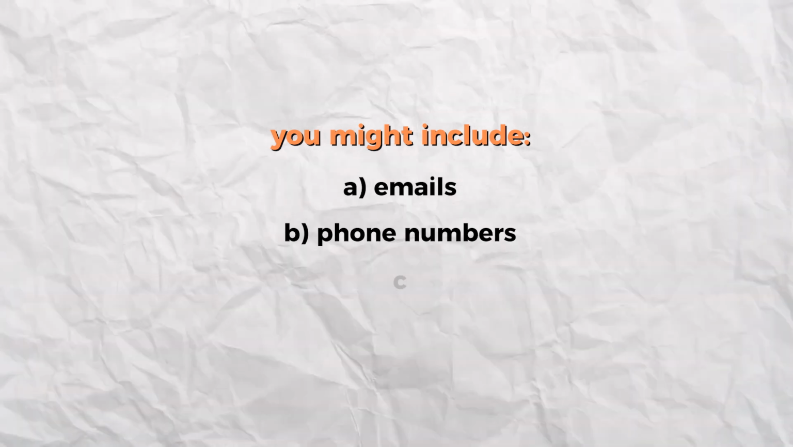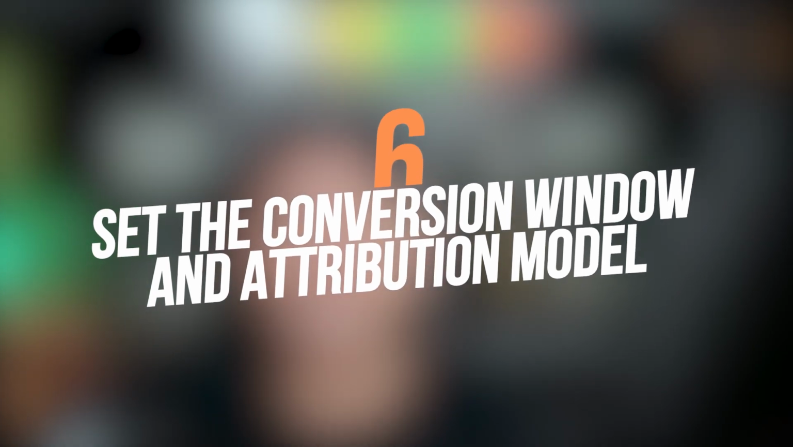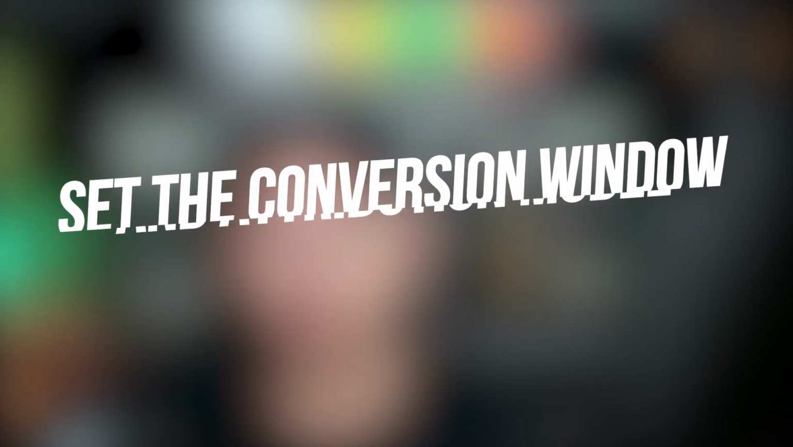For example, you might include emails, phone numbers, or online purchases that then go back to Google to improve their bidding strategy. You can do this by going ahead and toggling on, turn on enhanced conversions and following the steps in that wizard. Which brings us to the final step, setting up your conversion window and attribution model.